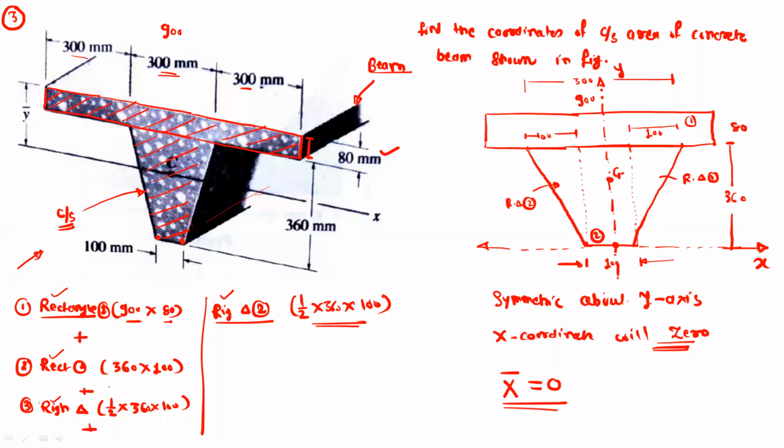Now the remaining part is we have to find out the y coordinate, that is the y bar. For the y bar, we need to prepare the table and then we can do the calculation. Y bar is equal to summation Ai x yi divided by the summation of the area. So prepare the table to find out the y coordinate.